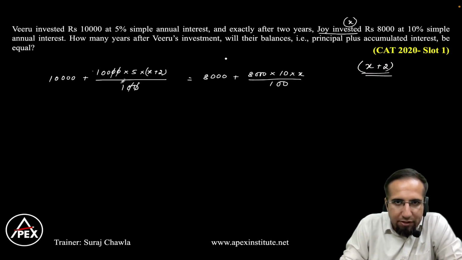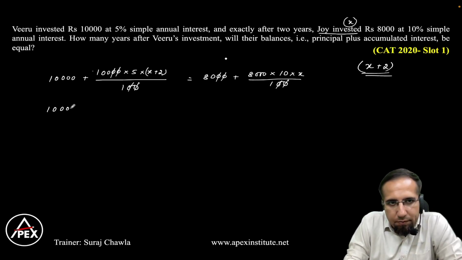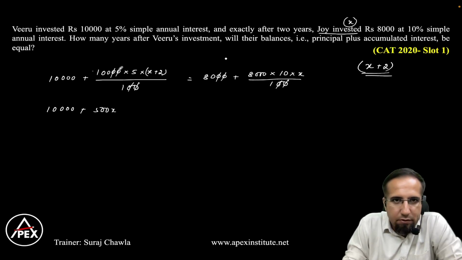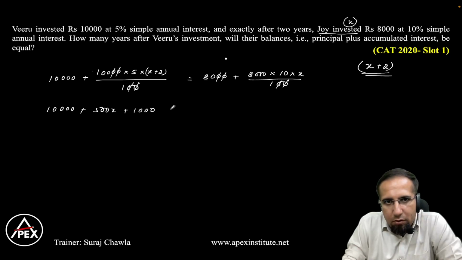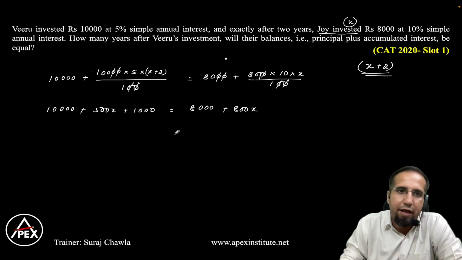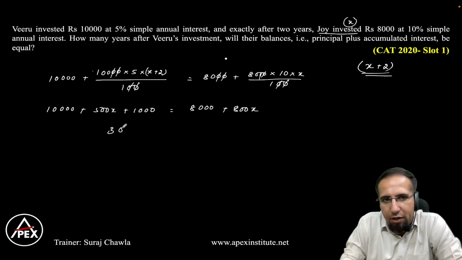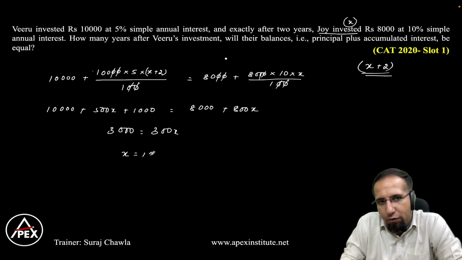So the zeros get cancelled. This becomes 10,000 plus 500 into X will give us 500X. And 500 into 2 will give us 1000 is equal to, clear? So this is 8,000 plus 80 into 10 is 800, and this is going to give us 800X. So this is 11,000 minus 8,000, which will give me 3,000 is equal to 300X. So we know that the value of X is equal to 10.